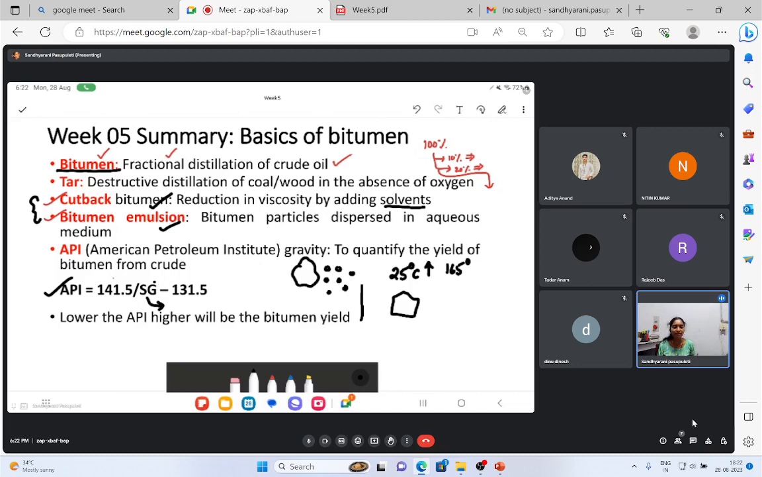When I say specific gravity is high, that means the molecular weight will be high. When I say molecular weight is high, it means the residue would be more. As the residue is more, the yield of the bitumen would be more.